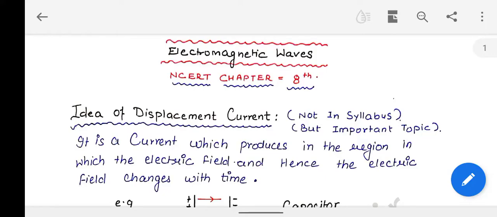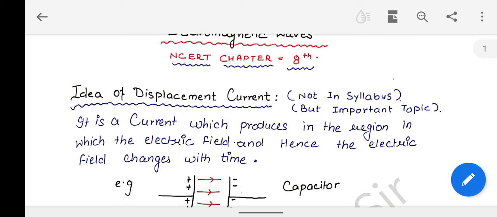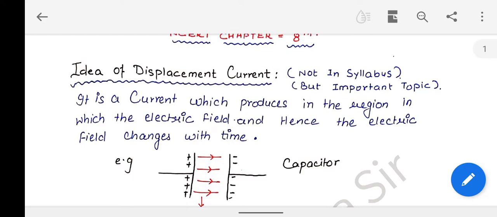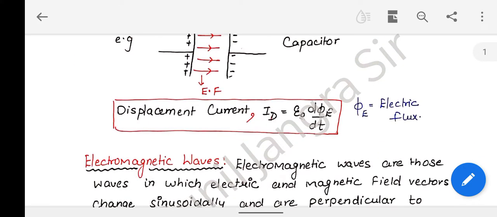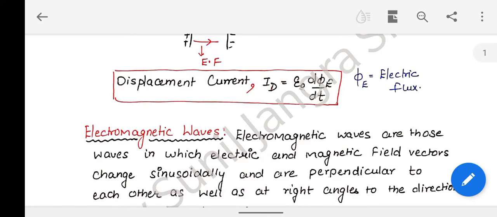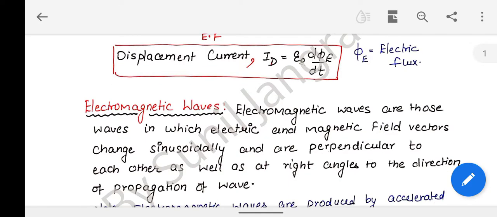Hello dear students, today we'll be discussing the 8th chapter, that is electromagnetic waves or EM waves. So this displacement current you don't have in syllabus, but it is a very important concept, so please understand what is displacement current. Displacement current basically is a current produced by changing electric field. The expression of displacement current I_D will be epsilon naught d phi upon dt, where phi is the electric flux.